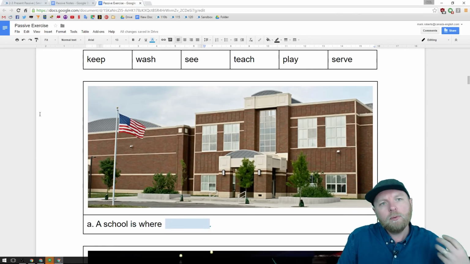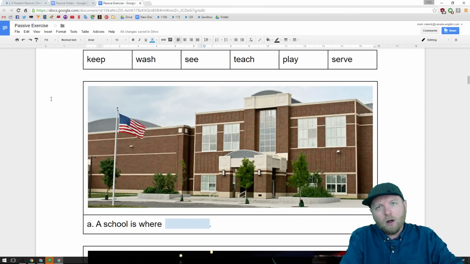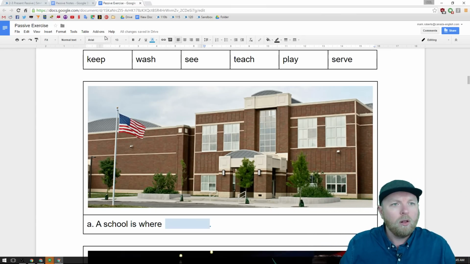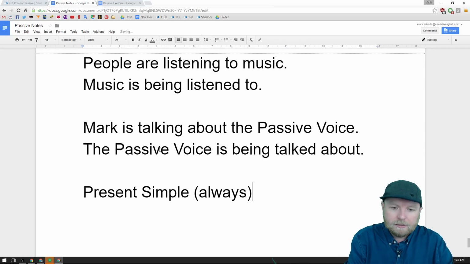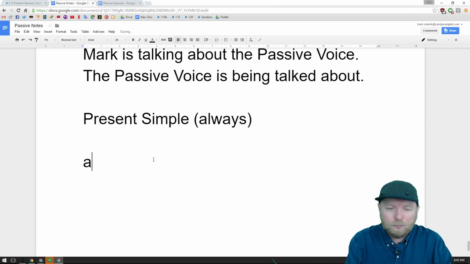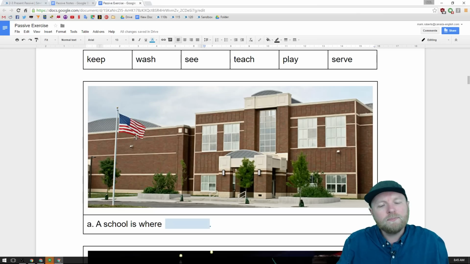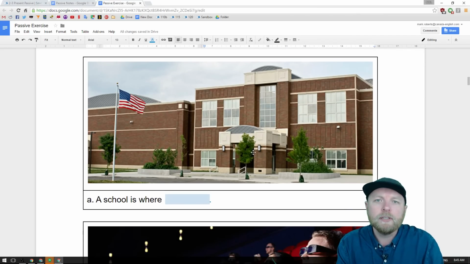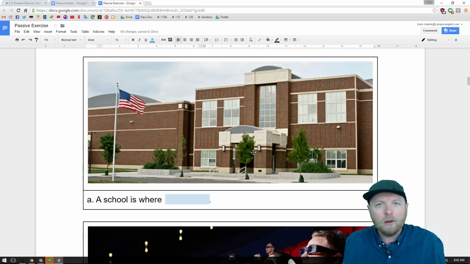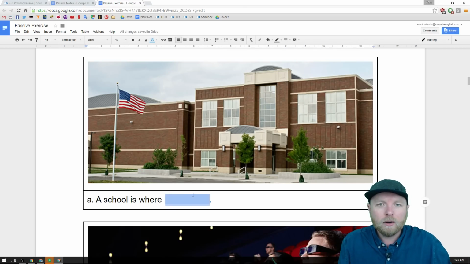Okay, so we studied what's happening now. Now let's talk about what happens always. Always, usually we use present simple, right? And present simple passive is super easy. You just do am, is, are plus a past participle. Okay? So what is this place? Well, this is a school. I'm really stupid. What's a school? Well, a school is where what?